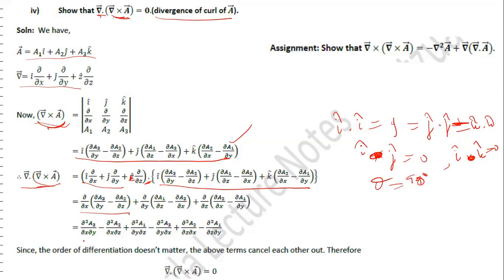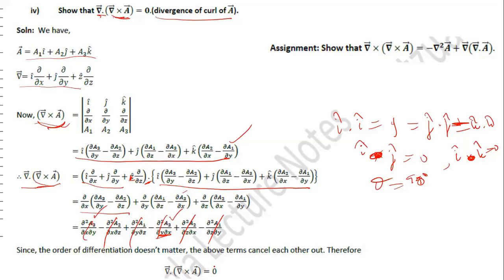So if you perform this, the first term you have del square a3 upon del x del y, and over here, del square a3 upon del y del x minus you have. So these two terms cancel out, and similarly this and this will cancel out, and this and this cancels out. And eventually we will find that for any vector field A, divergence of curl of the vector field is 0.